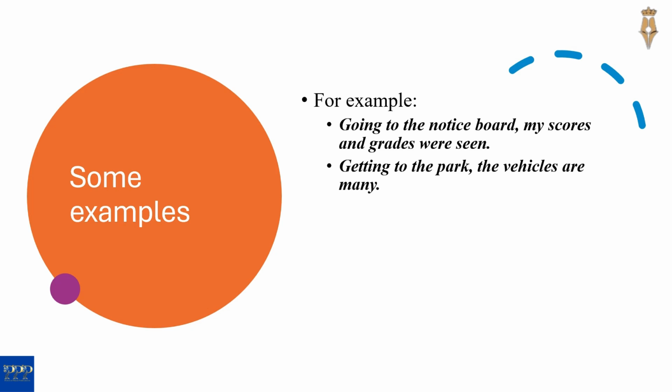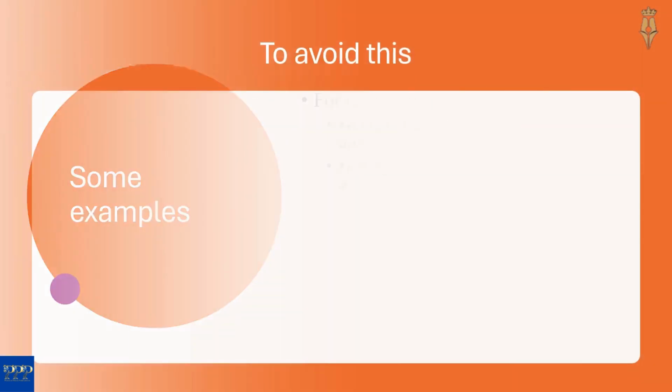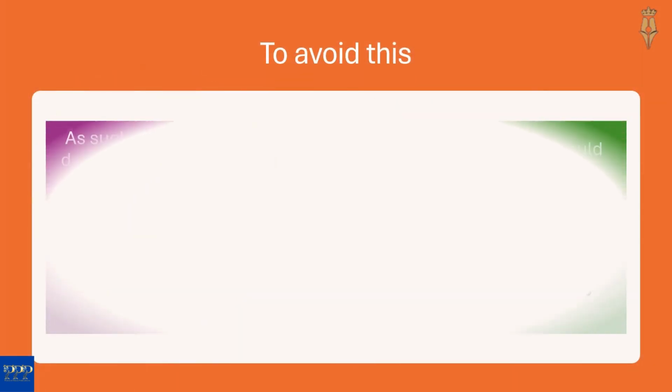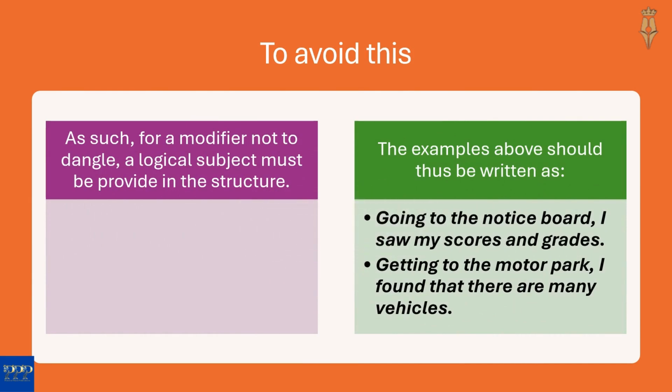So let's see, is it the vehicles? Of course, they're always in the motor park. So to avoid this, let's look at what I think we should do. So as such, for a modifier not to dangle, a logical subject must be provided in the structure. So you need to provide the logical subject.